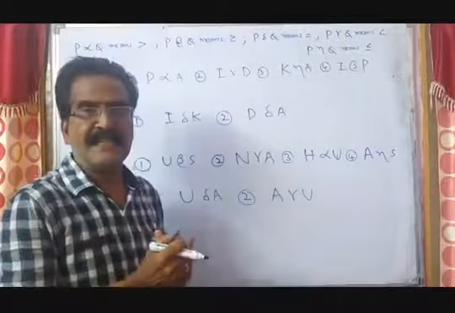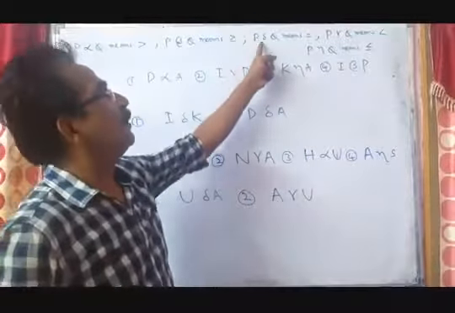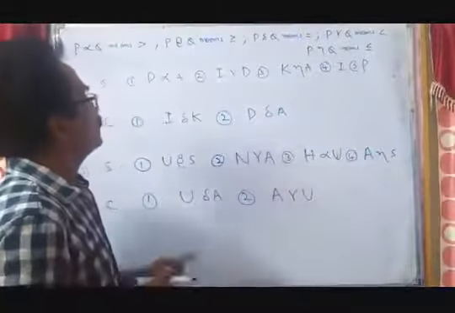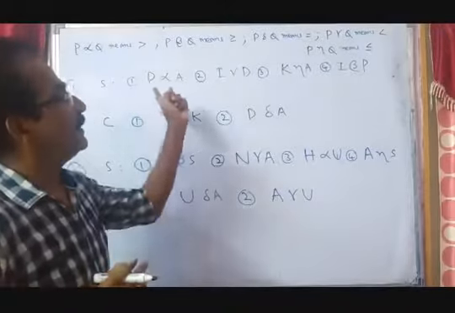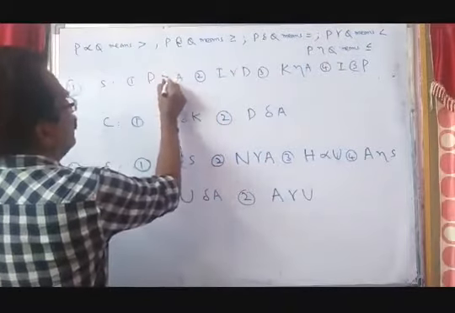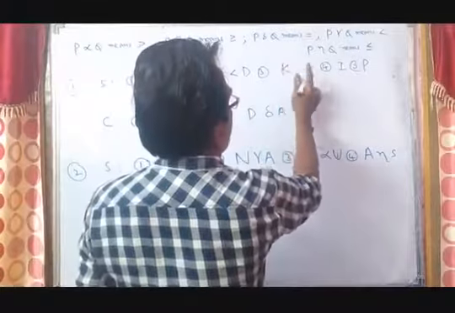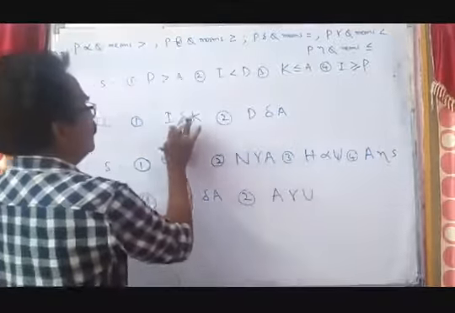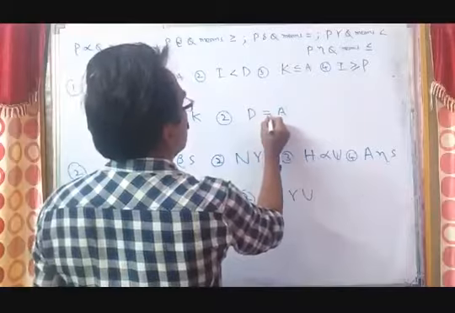Okay, friends, let us see the second set of directions. Here alpha means greater than, beta means greater than or equal to, delta means equal to, gamma means less than, theta means less than or equal to. As we did in the previous problem, first let us change the symbols and mix all the statements into a single line. Alpha means greater than, gamma means less than, theta means less than or equal to, beta means greater than or equal to, delta means equal to.